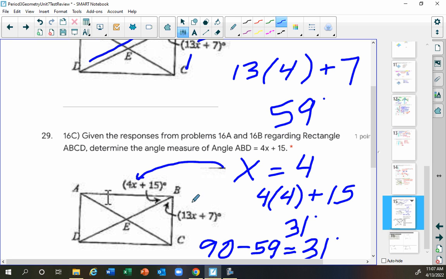That's the other way you could have done it. Because you knew this was 59, the grand total was 90. 90 minus 59 is 31. All right, questions?